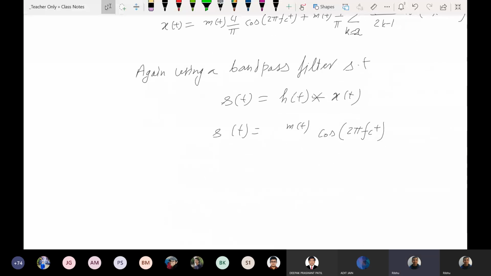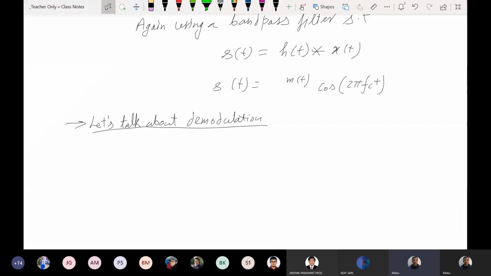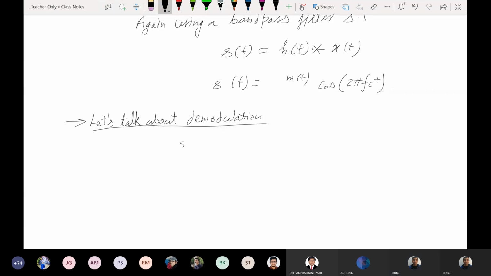Now let's talk about demodulation. For demodulation, we know how to multiply two signals. This ring modulator simply multiplies two signals, right? So I have st equals mt cos 2 pi fct.